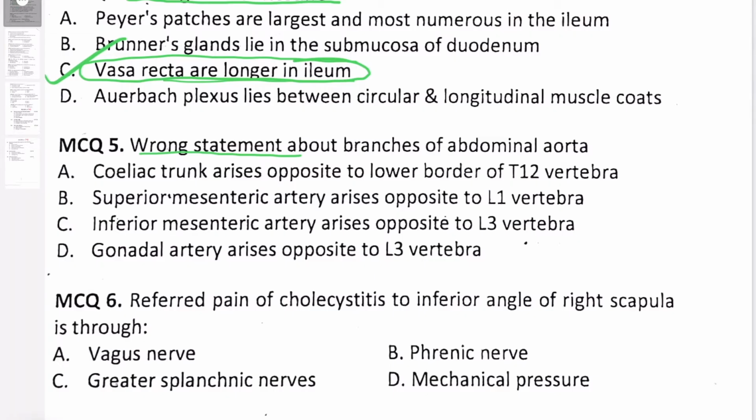Wrong statement of the branches of abdominal aorta. You have seen celiac trunk arises opposite to the lower border of T12 vertebra. Superior mesenteric arises opposite to L1 vertebra. Inferior mesenteric artery arises opposite to L3 vertebra. Gonadal arteries arise opposite to L3 vertebra. You can say that this is the wrong answer. Why? Because gonadal arteries arise opposite to L2 vertebra.